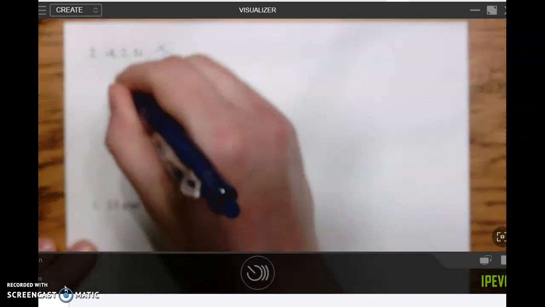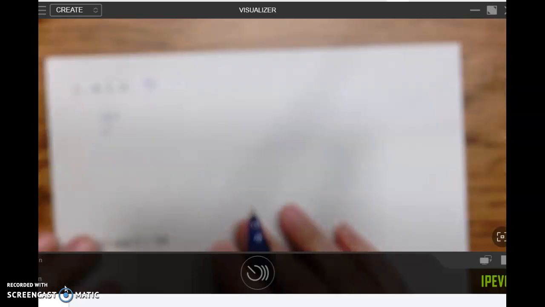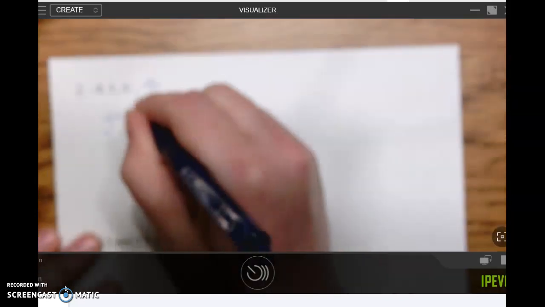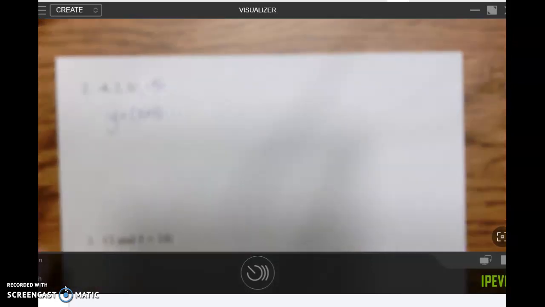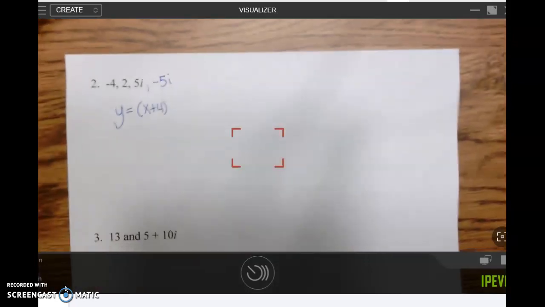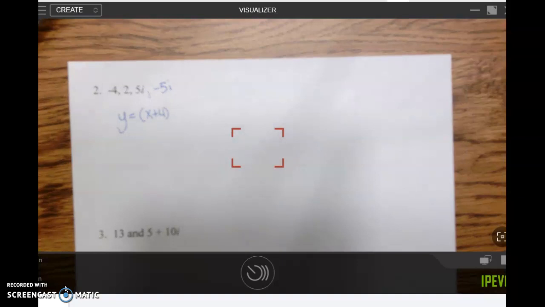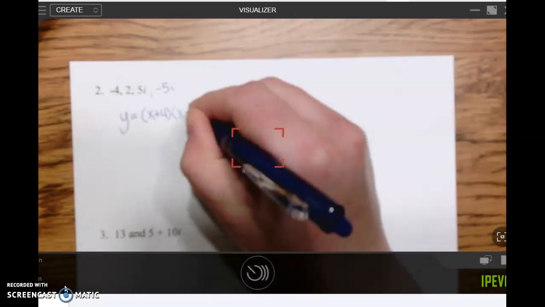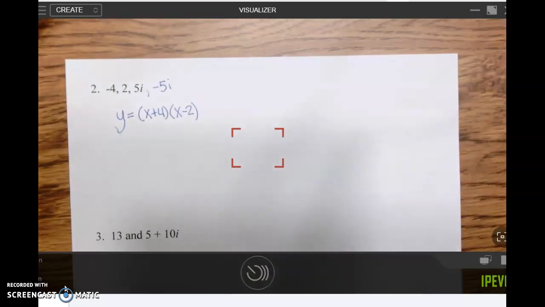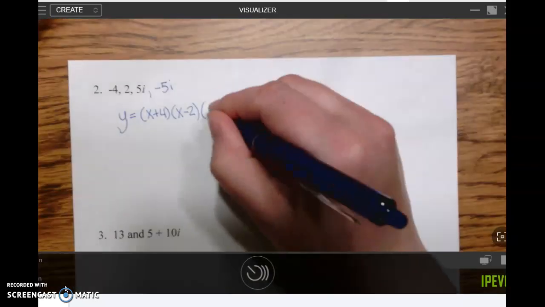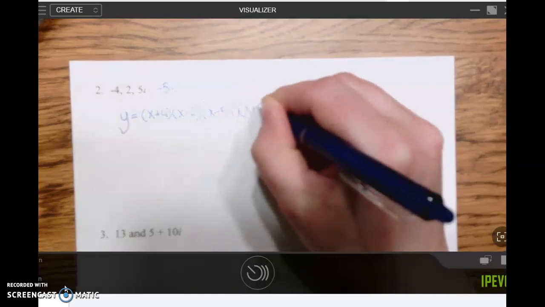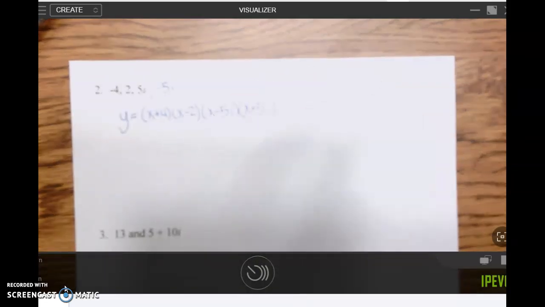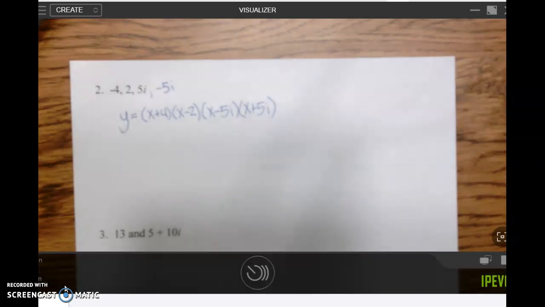And so we're going to put this into factored form first. So we're going to have y is equal to x plus 4, which would give us the x is negative 4, and we would have x minus 2 and x minus 5i and x plus 5i. Okay, so that's the factored form of our polynomial.